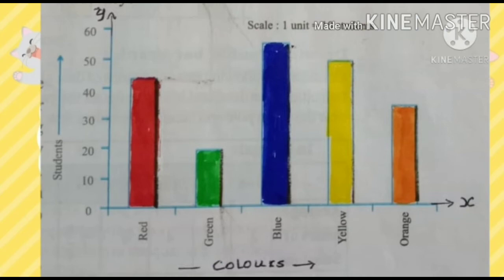How many colors are there in all? What are they? There are 5 colors. They are red, green, blue, yellow, orange. These are observed on the horizontal line.